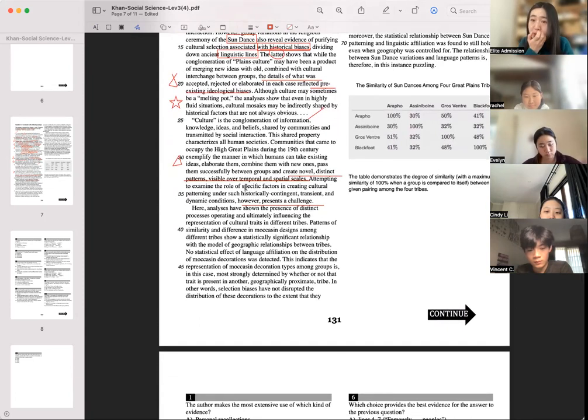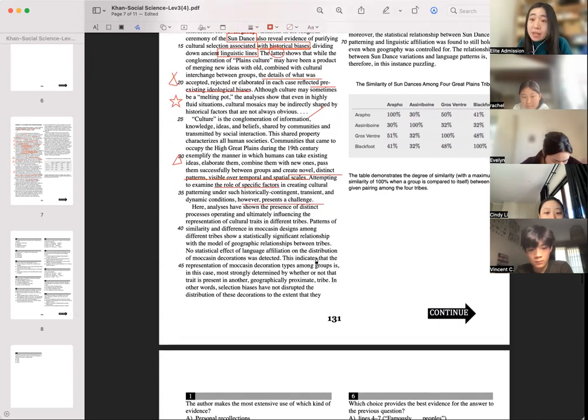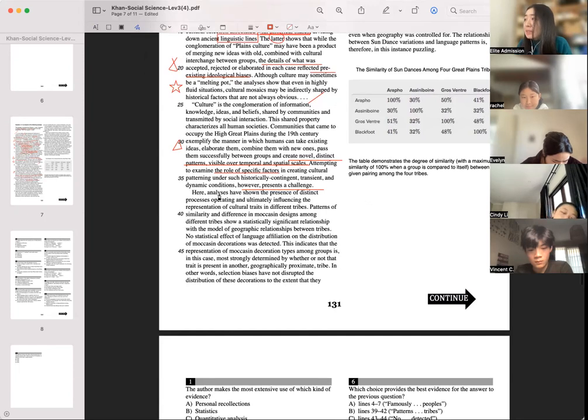Talk about the background information, but also talk about how analyzing that is a challenge because there are too many factors, the role of specific factors in such a dynamic environment. Here, analyses have shown the presence of distinct processes operating and ultimately influencing the representation of cultural traits in different tribes.